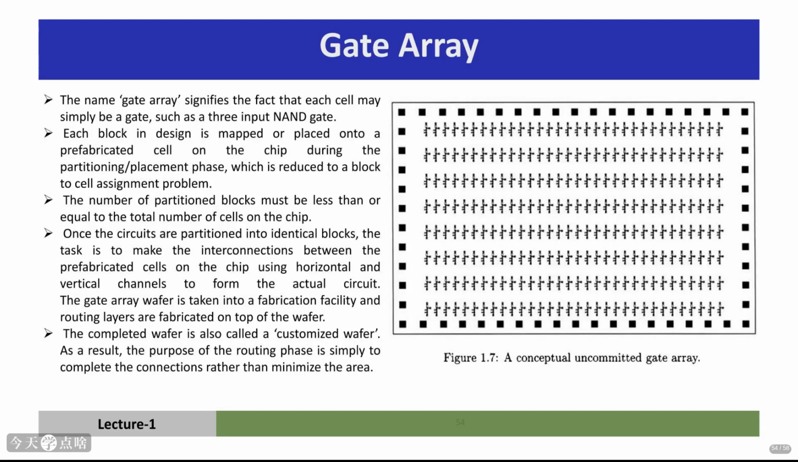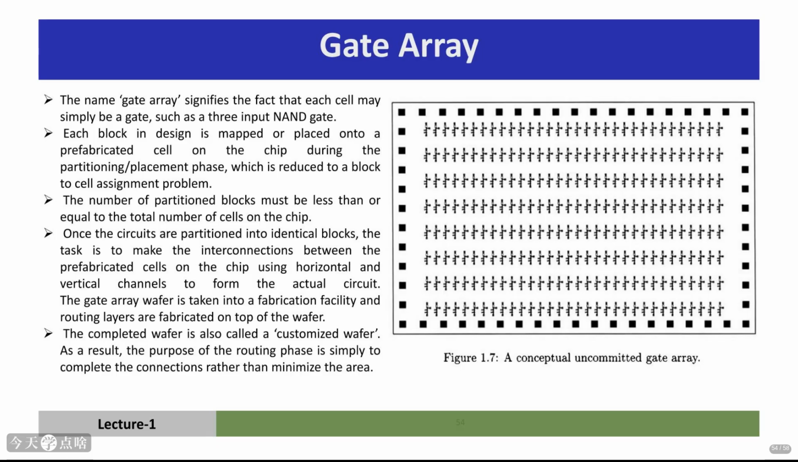Gate array is another semi-custom style. It's simpler than standard cell. The chip is prefabricated with a regular array of identical transistors, or gates. The designer's job is to connect these pre-made gates using the routing layers added later. The partitioning and placement phase becomes a block-to-cell assignment problem. The number of blocks must be less than or equal to the number of cells.